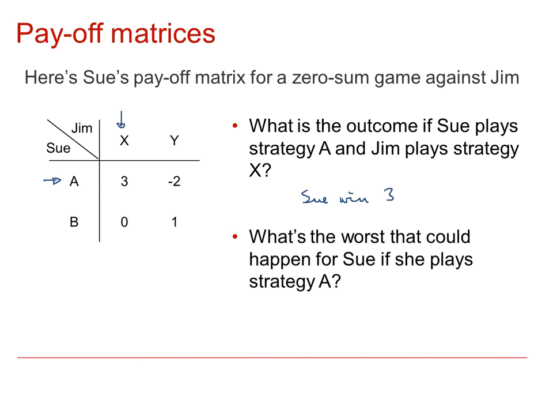We might ask then, what's the worst that could happen for Sue if she plays strategy A? If she plays A, the worst that can happen is given by this value here, the -2, and so she will have a loss of 2 units. Of course, if she loses 2, then Jim has necessarily won 2.